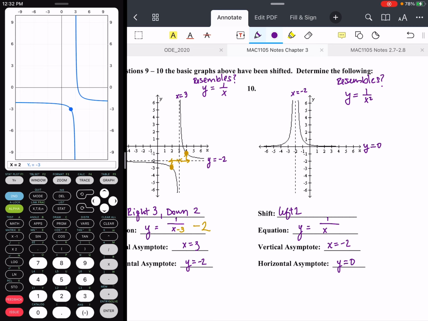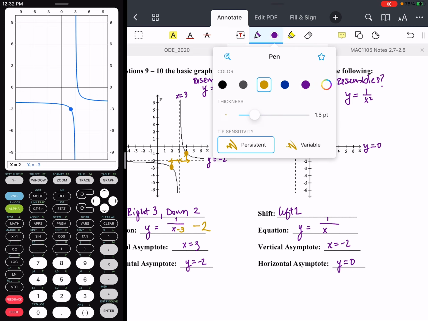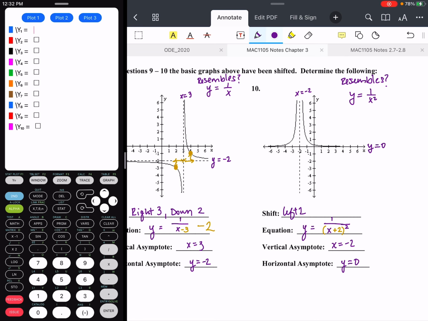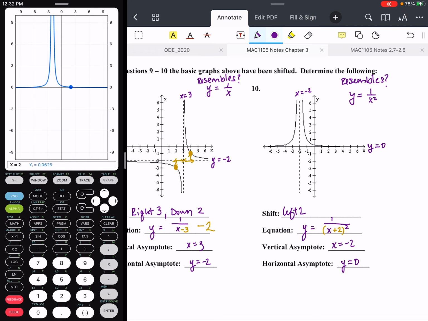To account for that shift to the left 2, I'm going to have x plus 2 in parentheses and then squared. So y equals 1 over x plus 2 squared. Let's just double check that. 1 over x plus 2, close the parentheses, squared. And it looks like we have another match.